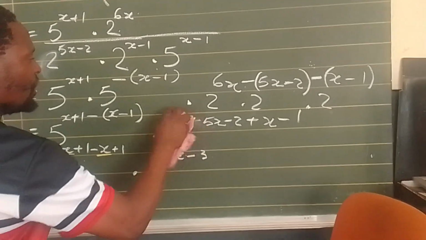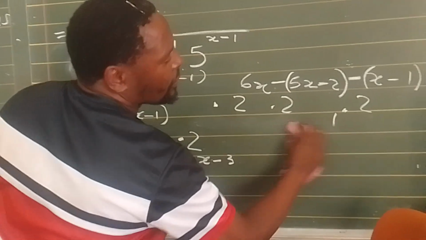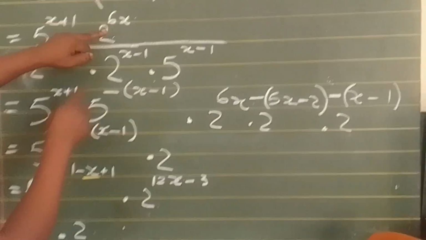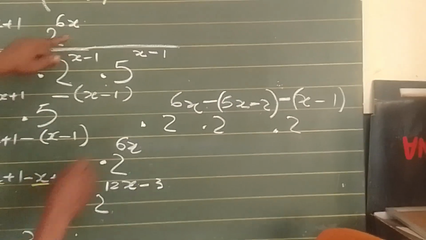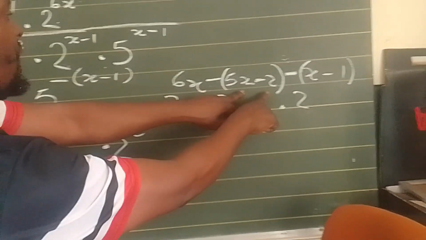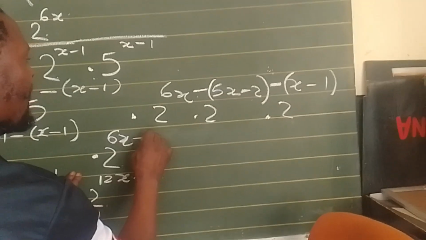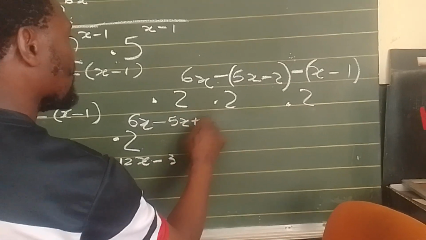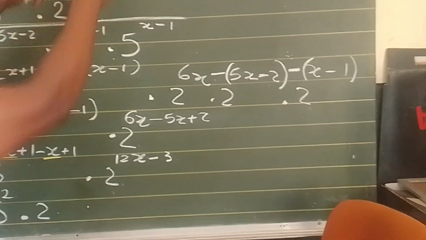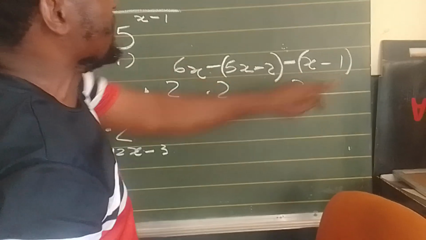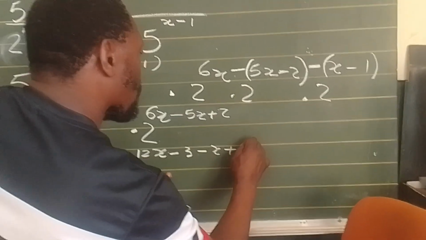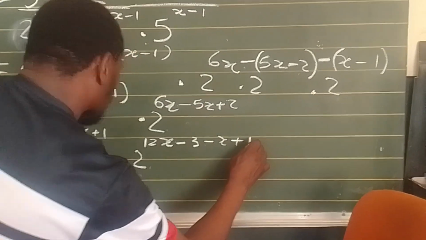Let's come to 2. Our 2 starts off as 2 to the power 6x here. Now we grab this one. It was positive. It comes to be negative. Here it is negative. You multiply here minus 5x plus 2. Here it was positive. You take it out upwards. You multiply by a negative. It is going to be minus x plus 1. Yes. I think we have solved our problem.